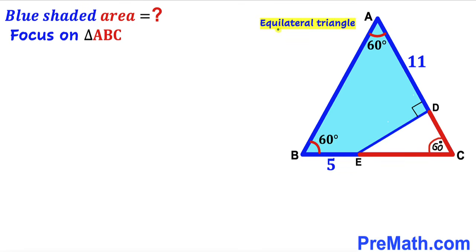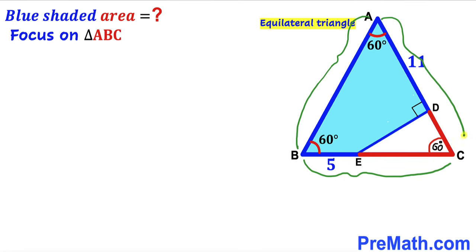So therefore, we conclude that this triangle ABC is an equilateral triangle, since all of these angles in this triangle are 60 degrees each. So therefore, this side AB has got to be equal to this side BC, and that's also going to be equal to this side AC. That means all these sides are congruent.